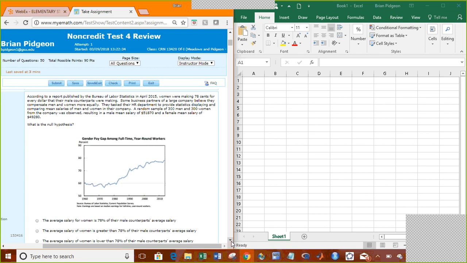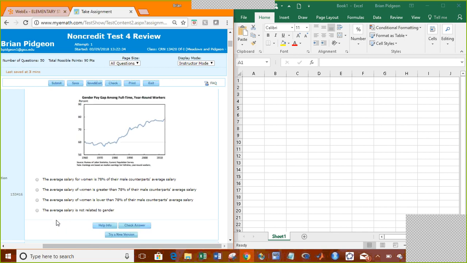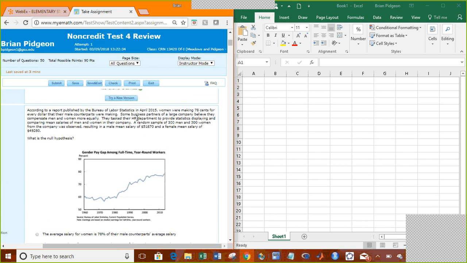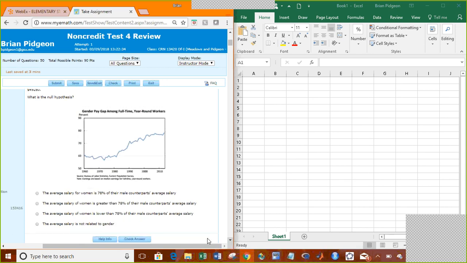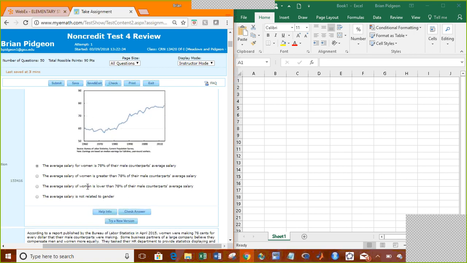Well, the null hypothesis is really that they compensate equally. The average salary of women is lower than 78% of their male counterparts. So that's what they're saying. We're making 78 cents for every dollar that their counterparts are making. The average salary of women is greater than 78%. No. And actually, I would say this. The null hypothesis is going to be the average salary is not related to gender. It's equal. That's really what it would be.